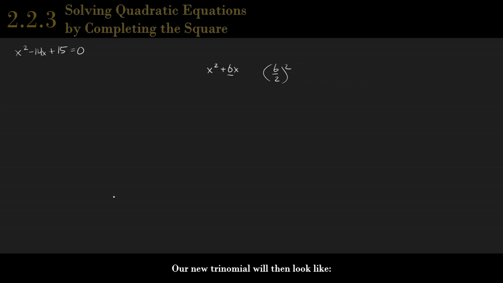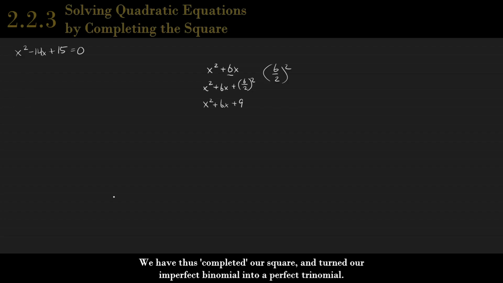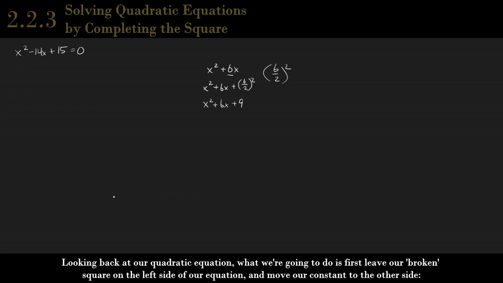Our new trinomial will look like this: x squared plus 6x plus (6 divided by 2) squared, which becomes x squared plus 6x plus 9. We have thus completed our square and turned our imperfect binomial into a perfect trinomial. Looking back at our quadratic equation, what we're going to do is first leave our broken square on the left side of our equation and move our constant to the other side. x squared minus 14x equals negative 15.